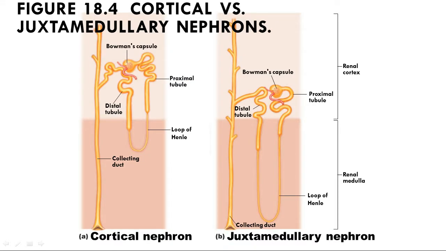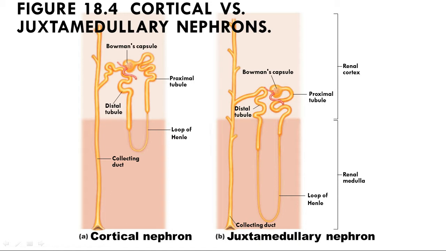Not all nephrons are built exactly the same. They'll all have these features which we identified, but some have longer loops and some have shorter loops. The nephrons which have the shorter loops are called cortical because they are closer to the what? Cortex. And by contrast, some are much longer and they're called juxtamedullary. Juxta, what does that mean?